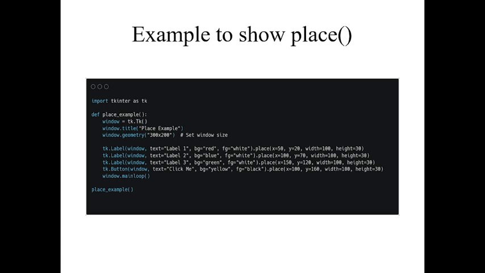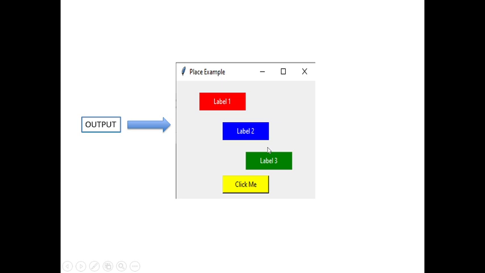So for the second label, x is 100, y is 70. For the third label, x is 150, y is 120, and for the button, x is 100, y is 160. So these are the x, y coordinates where we have to place these labels and button. So the output will be visible like this.